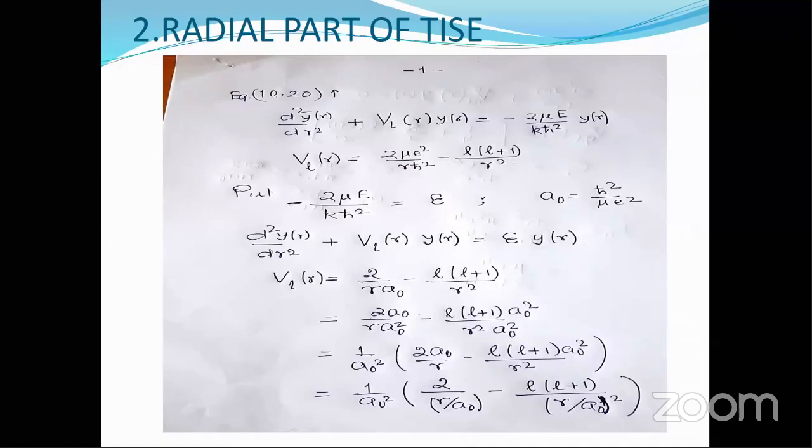Now we put minus 2μE upon ħ² equal to epsilon, capital epsilon, and I introduce a quantity called the first Bohr radius, which is, I'm sorry, it should be ħ² upon k μ e². K is missing out here. K is 1 upon 4π epsilon naught. One can see easily by dimensional analysis that ħ² upon k μ e², where μ is mass, will give me a quantity with dimension of length, which is our first Bohr radius.